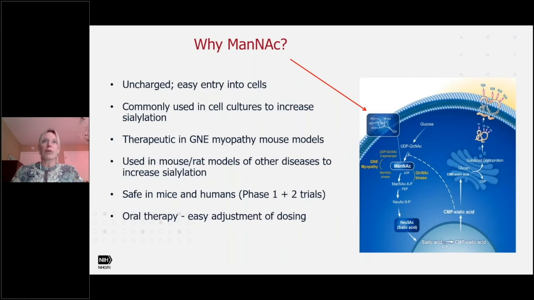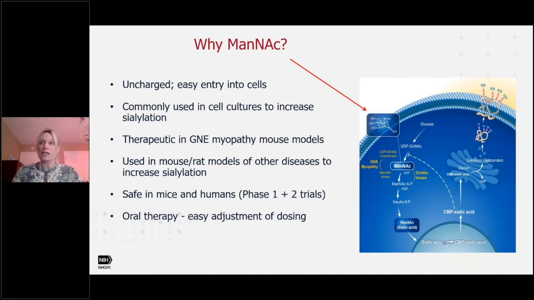So, one more slide about ManNAc. Why ManNAc? Why did we not pursue sialic acid or gene therapy or sialylactose at this point? Why do we put our efforts into ManNAc? Well, we think it's a very efficient and safe drug, because it's uncharged. It has easy entry into cells. It has historically, by biochemists, commonly been used in cell cultures to increase sialylation.